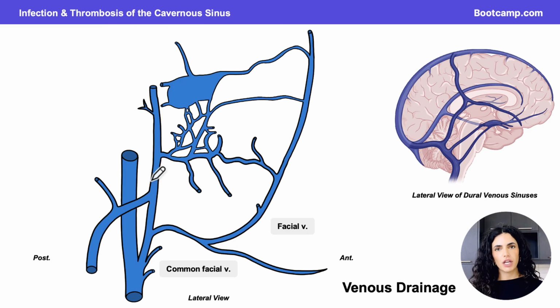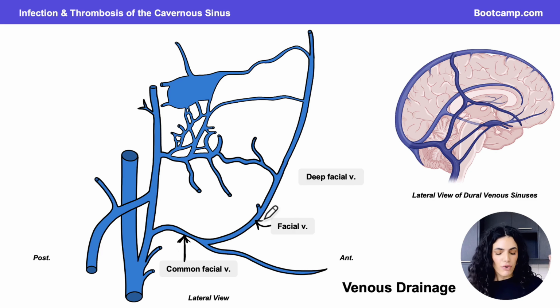So I wanted to show you here how the facial vein and how we have some other connections to the cavernous sinus. We can see here I've drawn a little schematic for the veins. First we're going to see the common facial vein here. The common facial vein will continue, eventually traveling along the areas of the mandible, where it will then form the facial vein.